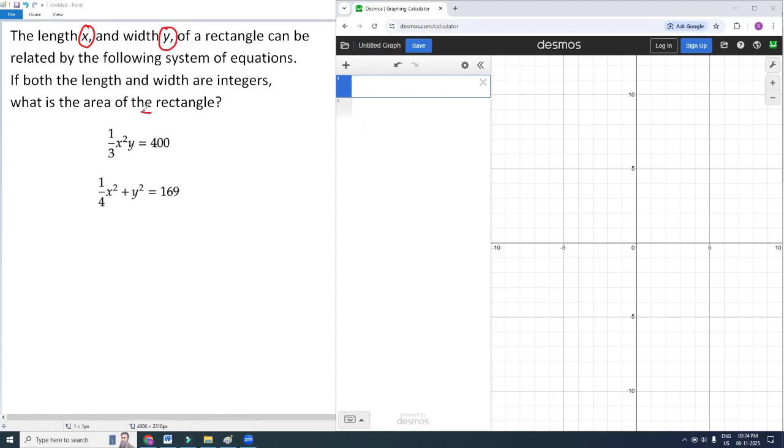So now to get the area of the rectangle, we need the values of x and y, the length and width. Once we get the length and width, we can multiply them to get the area of the rectangle. Okay, now to solve for x and y in the system of given two equations, we can use Desmos.